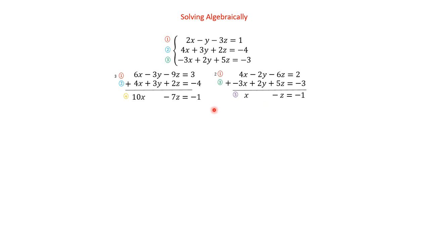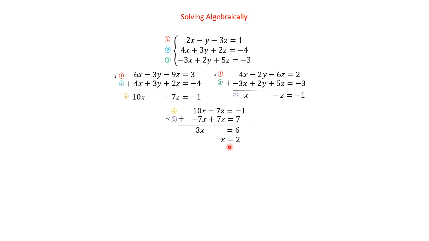So now we need to multiply. Let's get rid of the z's. So let's multiply this one by negative 7. So equation 4 is just 10x minus 7z equals negative 1. Negative 7 times 5, that'll be negative 7x plus 7z equals 7. We can add these together. 10x minus 7x is 3x. And then the z's go away. Negative 1 plus 7 is 6. Divide by 3. X equals 2.